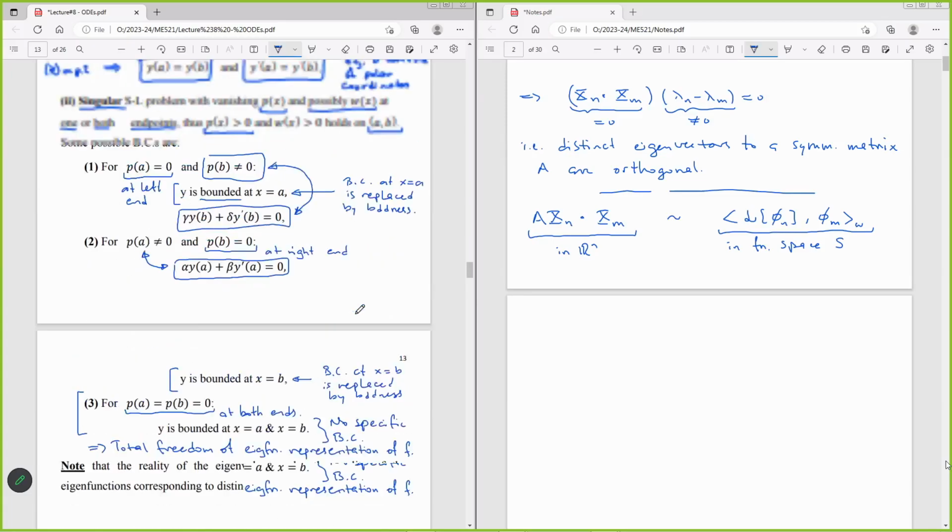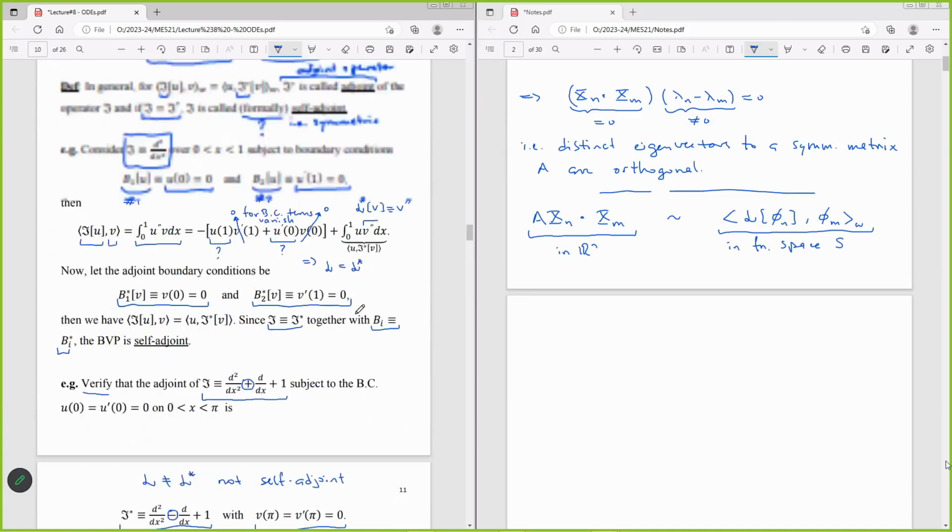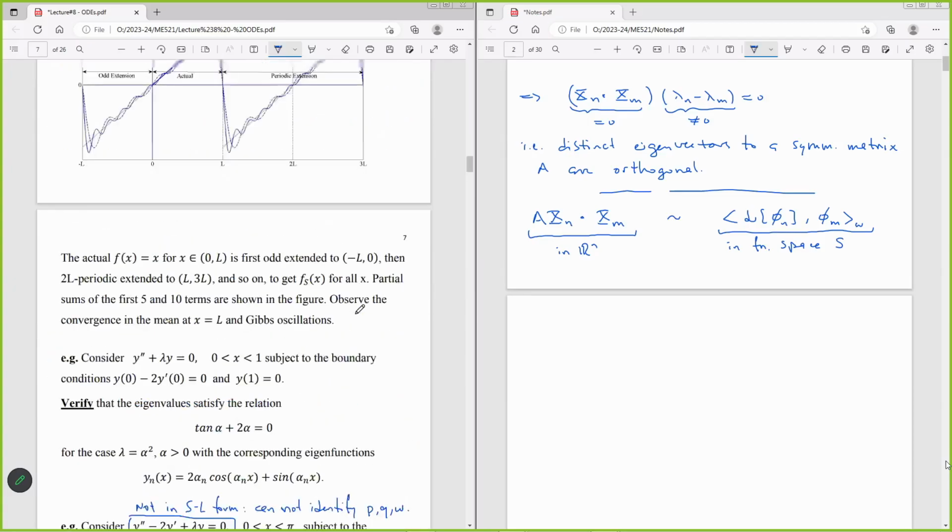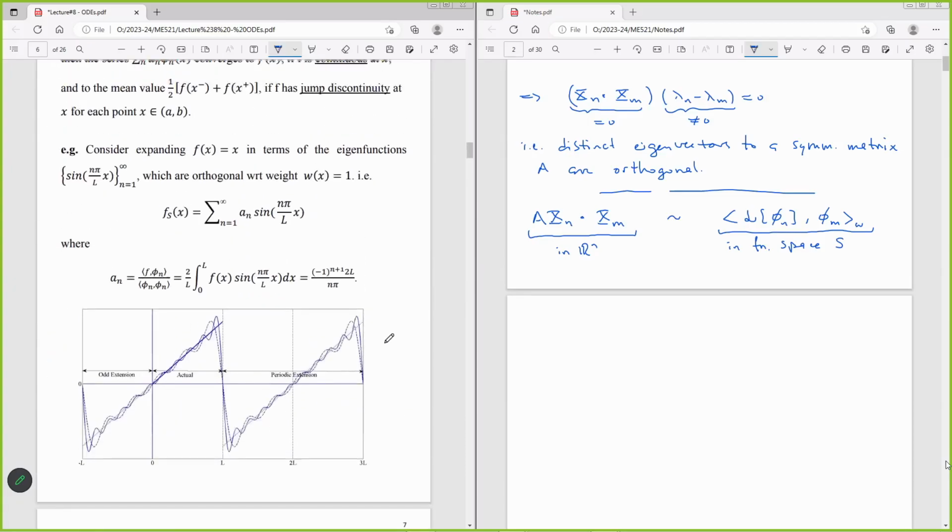f of x equals x case, right? Remember this? Let me go up. Remember this case? You see these sines. Let's call them phi n's. Okay. They satisfy the boundary conditions. What boundary conditions? At 0, at L, they are 0, right? Because that was a regular problem. So they come with a restriction.